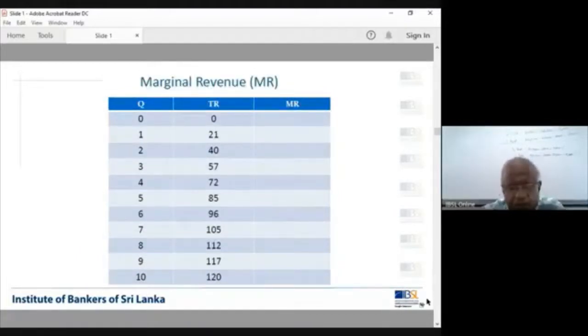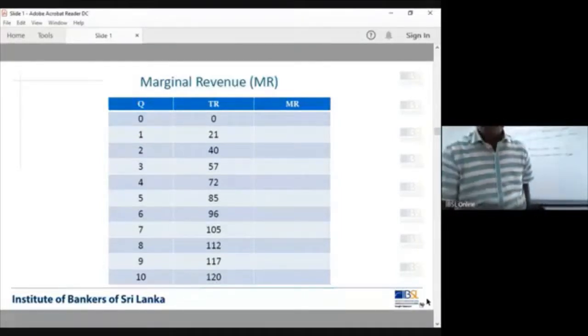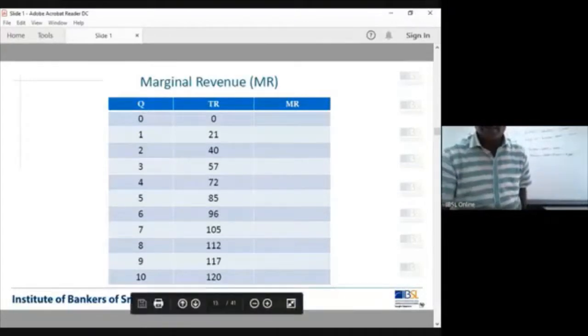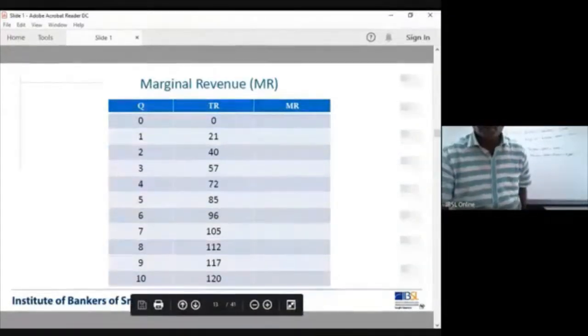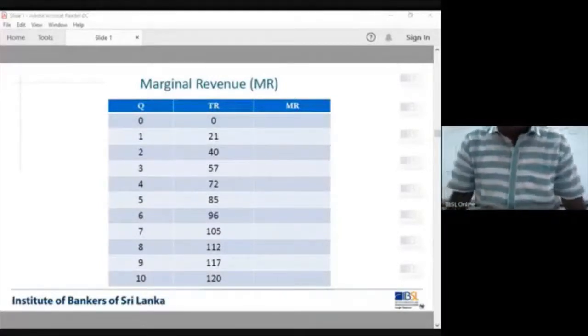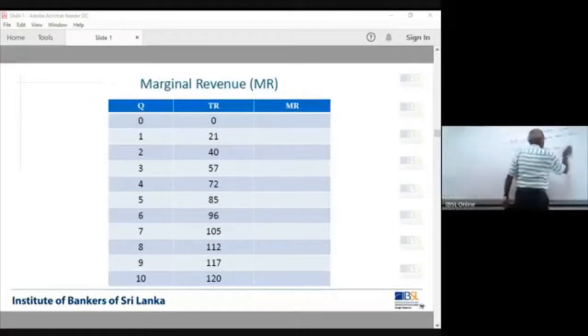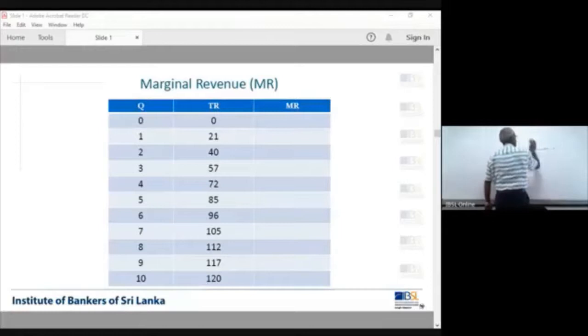What is marginal revenue? Marginal revenue is like marginal utility. Take down this definition: marginal revenue is defined as change in revenue divided by change in output. Marginal revenue.